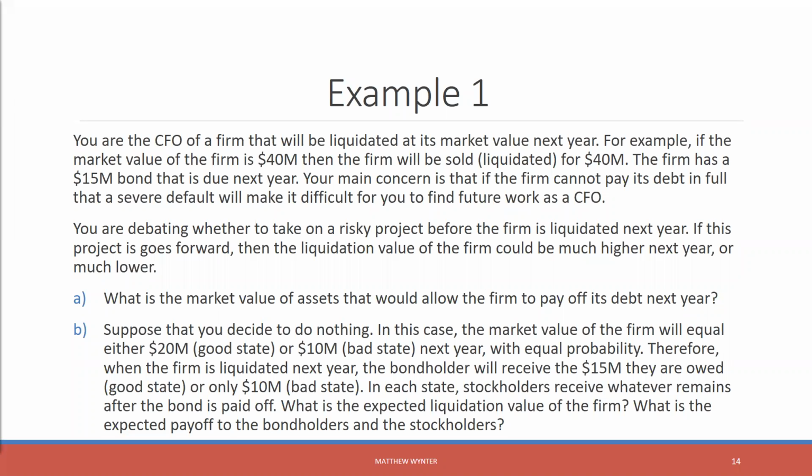Okay, welcome back. So let's get into our first example. You're the CFO of a firm that will be liquidated at its market value next year. For example, if the firm's worth 40 million, it's going to be liquidated, sold off for 40 million. The firm has a $15 million bond that is due next year.